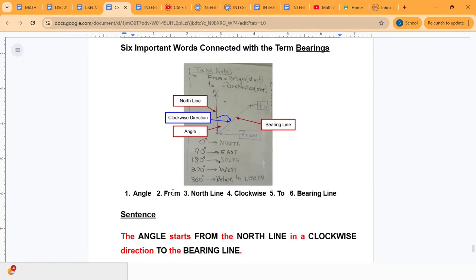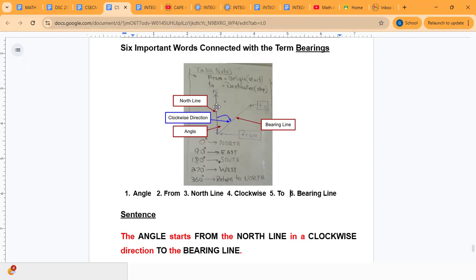So, for number 1, in the first place, we can put the word angle, followed by from, followed by the word north line, then clockwise, the word to, and bearing line. So remember those 6 words: angle, from, north line, clockwise, to, and bearing line. Here in the diagram, you can see their respective positions.